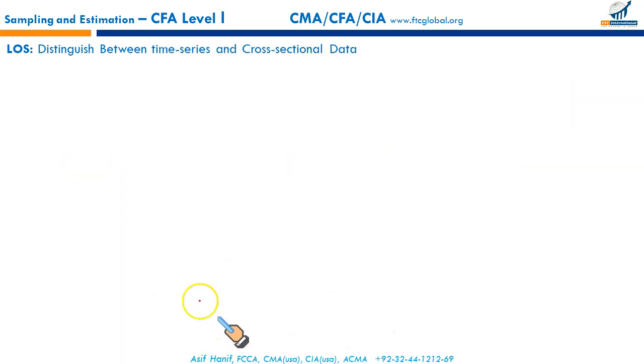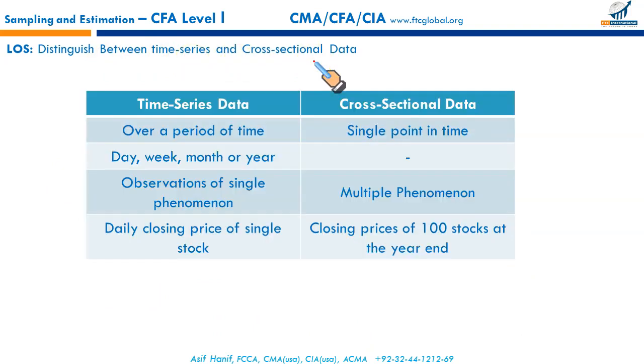All right, next LOS: distinguish between time series and cross-sectional data. This is the table that will bring out the difference between these two. When we say time series data, I'm sure you would have studied it in your undergraduate courses. In time series, we plot time on the x-axis and a certain variable on the y-axis, and then we see how things move. So time series data means observations made over a period of time at regular intervals.